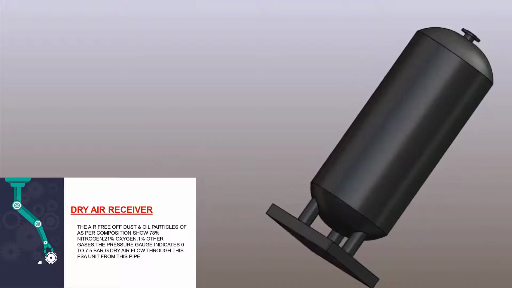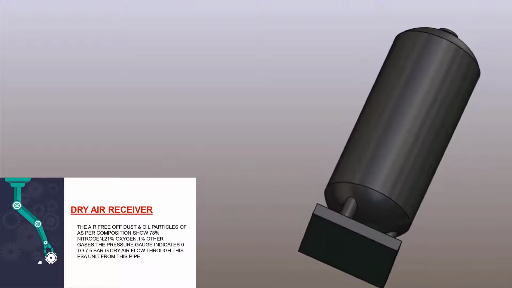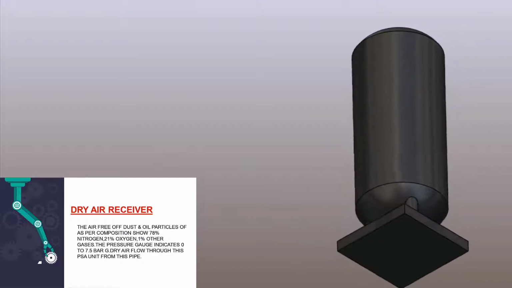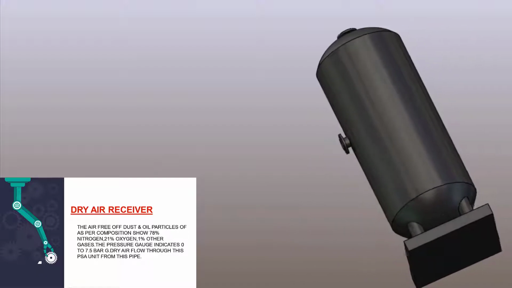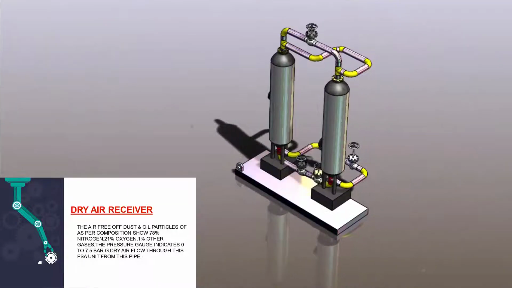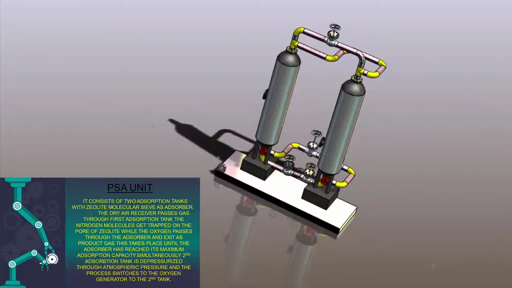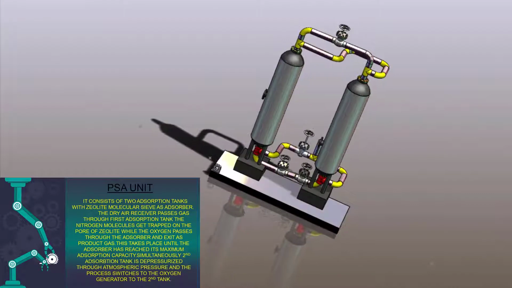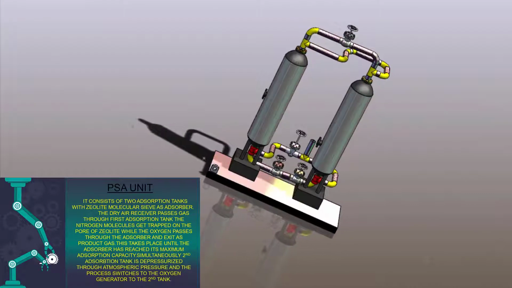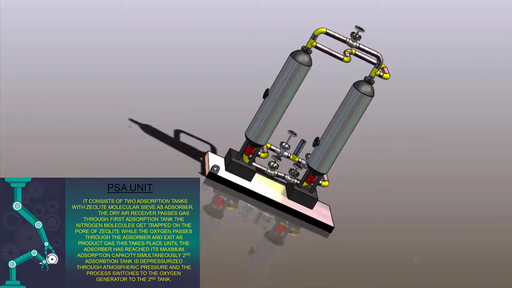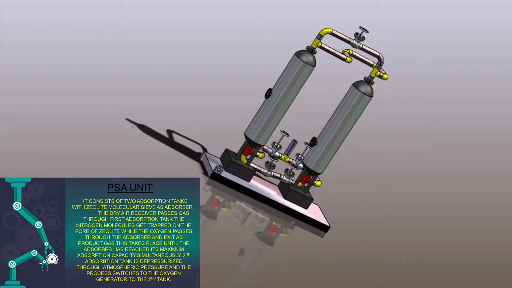The next component is the dry air receiver, from where the compressed air free of dust and oil particles comes out and the pressure gauge indicates 0 to 7.5 bar. From this, dry air flows to the PSA unit. The main component is the PSA unit, where nitrogen is adsorbed in zeolite molecules and oxygen is generated. It consists of 2 adsorption tanks with zeolite molecular sieve as the adsorber.